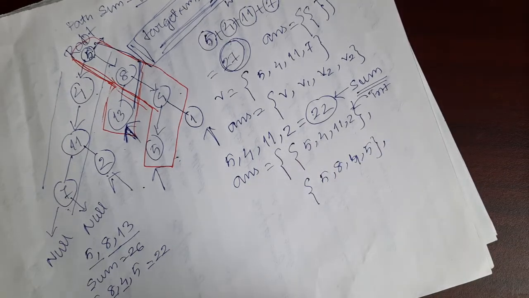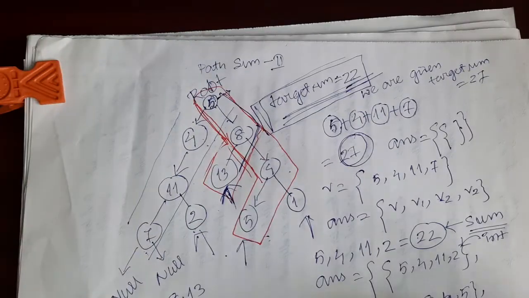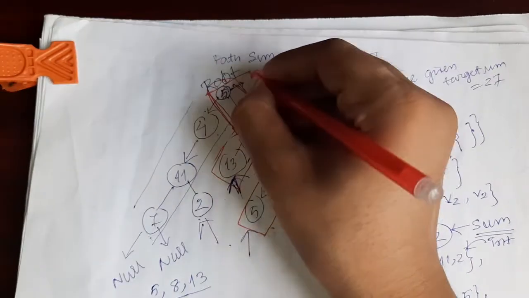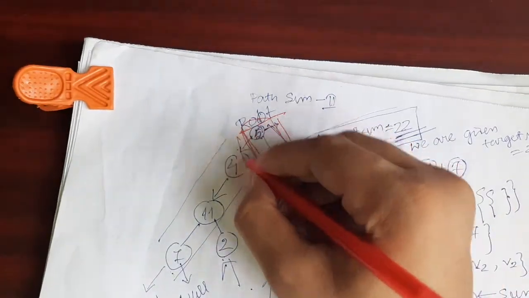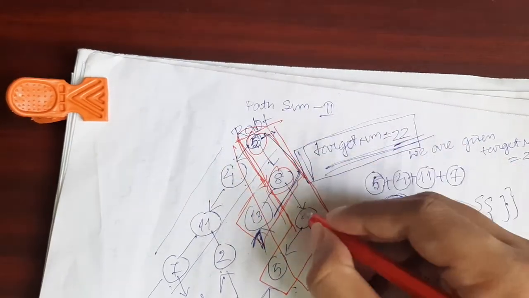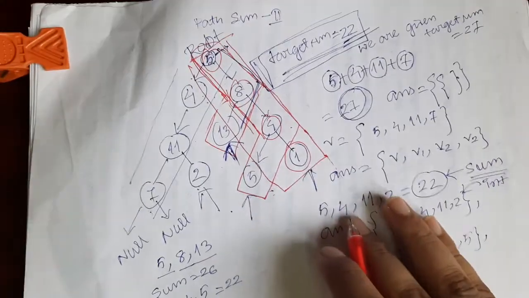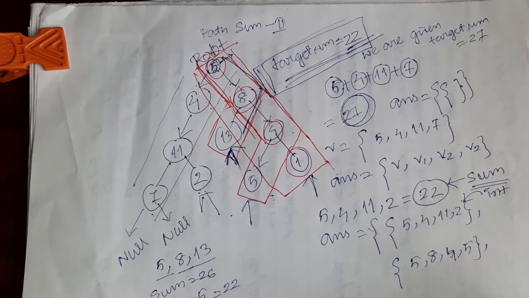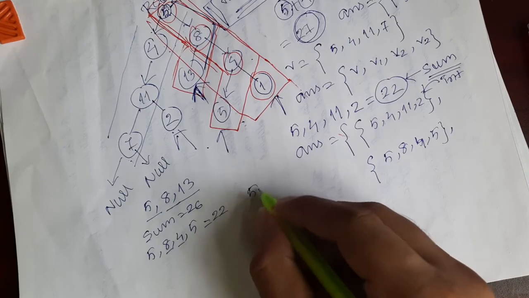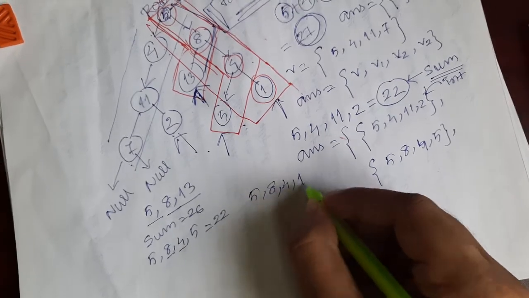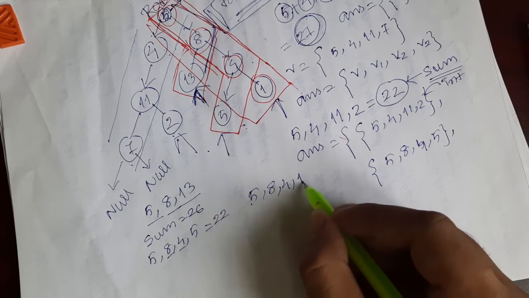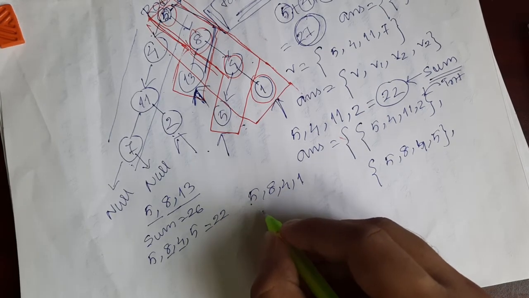Okay, good. Now there is one more path which is left, and the path is this one. 5, 8, 4, 1 is left. Let us check for that also. So 5, 8, 4, 1. What is the sum? 5, 4, 1, 5, 10, 10 plus 8, 18.